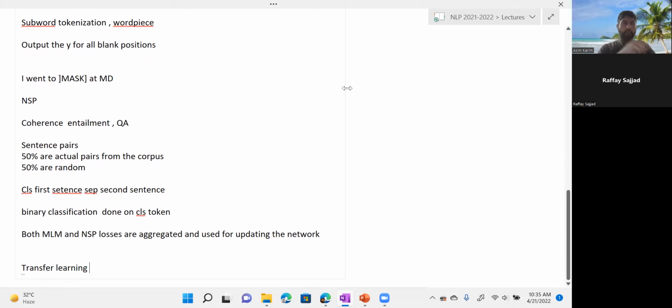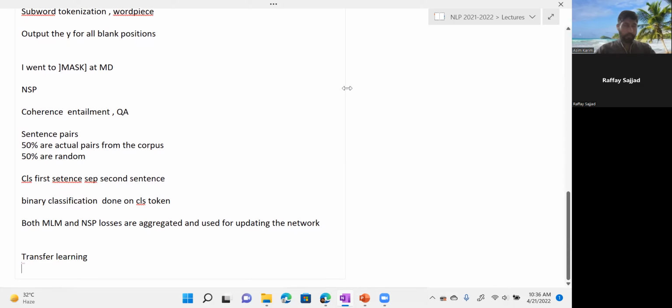So, as I said last time as well, transfer learning is whenever you learn on one data, that knowledge can then be used to improve the performance of some other task or on some other data. So that's transfer learning. So we have already trained BERT, and now we can use it to solve many other problems. So first of all, actually, there are two things that we need to discuss. There's transfer learning, and the other thing is contextual embeddings.